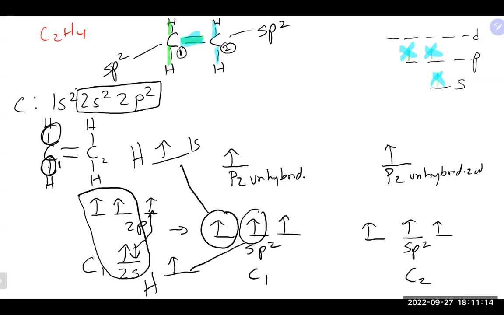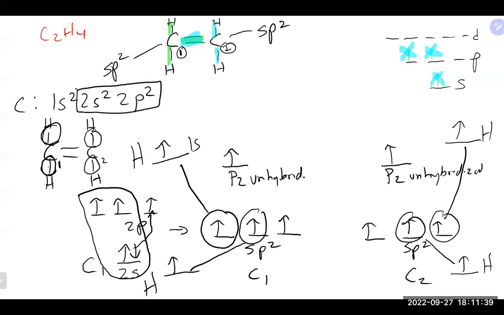On carbon number 2, we have basically the same bond. So we have a bond between a carbon and a hydrogen, and we have one more bond between a carbon and a hydrogen. That takes care of all those bonds. What is left that we haven't accounted for is the double bond between the two carbons.